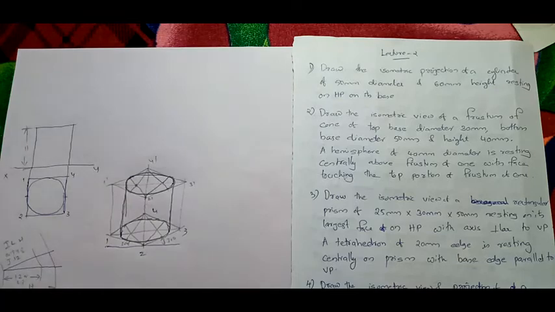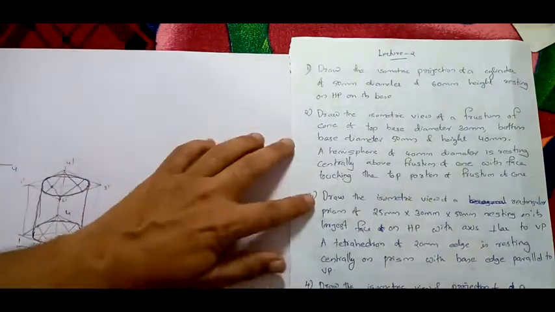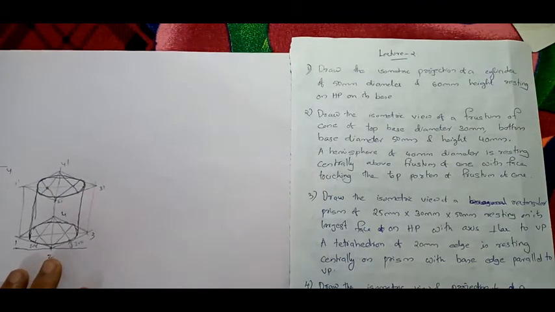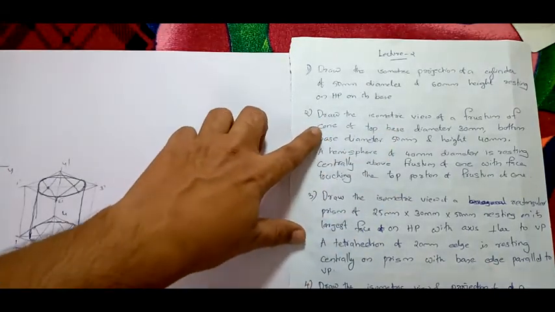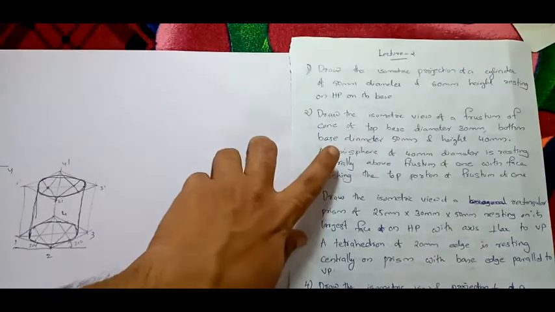Now we will move to the second question. We'll see how to solve the second question. Just read the second question. It's somewhat difficult, not a simple one. So carefully listen. Draw the isometric view of a frustum of cone. Its top base diameter is 30 mm, bottom base diameter 50 mm, and height 40 mm.